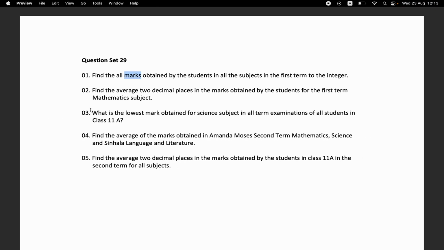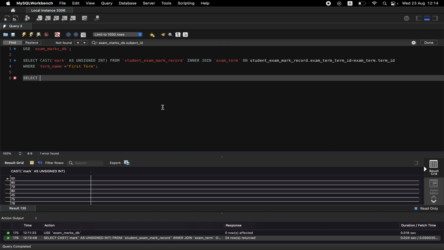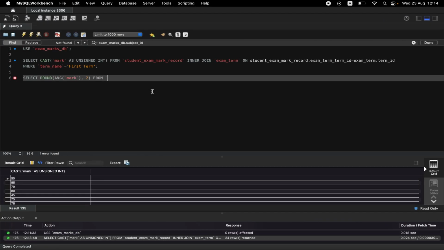The next question is find the average to 2 decimal places of the marks obtained by the students for the first term mathematics subject. So we can use the round function. Using this round function, we can give the number of decimal places we need. So round and average mark, and in here we have to give the number of decimal places we want. So 2, the question asks for 2 decimal places, so 2.